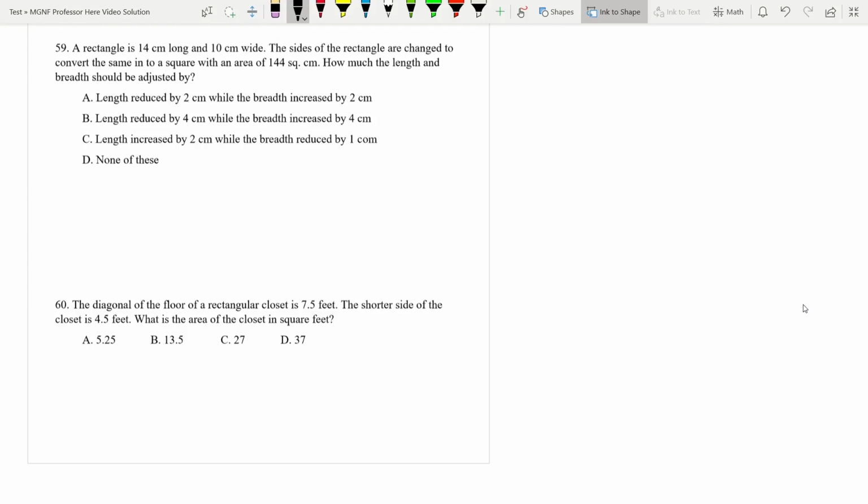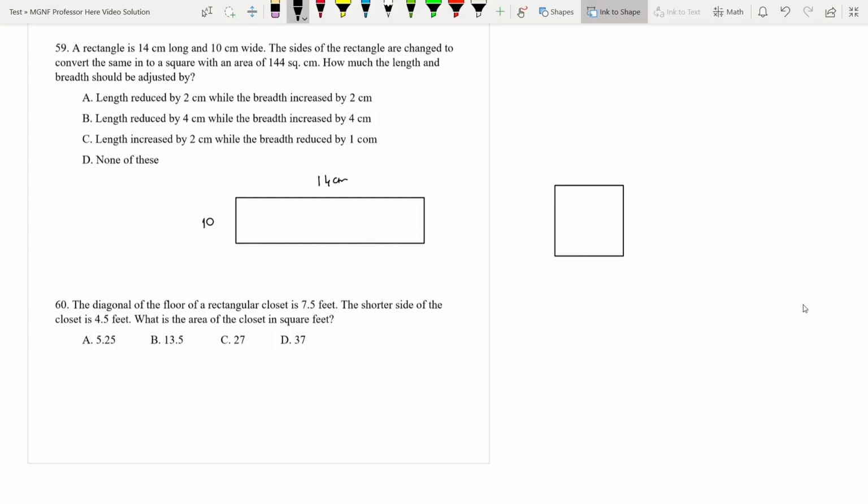Question number 59. A rectangle is 14 cm long and 10 cm wide. Okay, let's draw the rectangle. It's 10 cm wide and 14 cm long. The sides of the rectangle are changed to convert it into a square with an area of 144 square centimeters. Alright, so it's changed into a square.